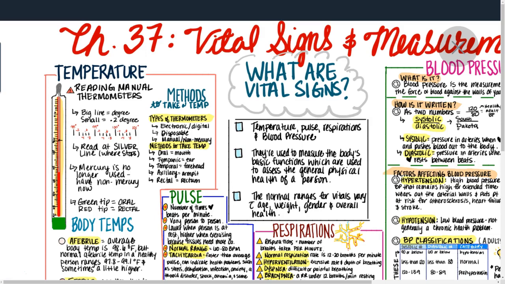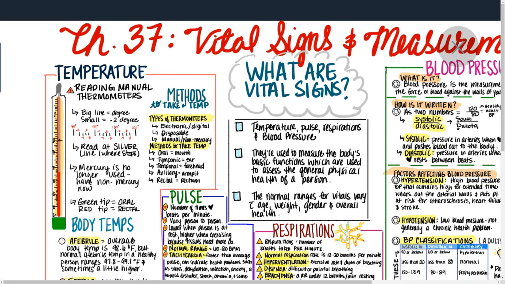Okay, so first we're going to take a look at temperature. There are several methods to take a temperature, and there are several types of thermometers that we can use to do so. The first type is an electronic or digital thermometer, and that's the kind that you'll most commonly see these days. You use it and it gives you a digital readout, so you don't have to do a whole lot of overthinking to get a result. It just tells you on the screen what the temperature is.